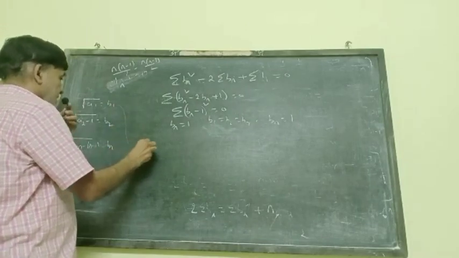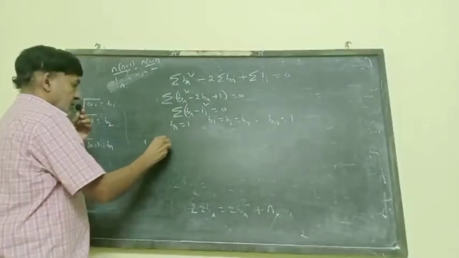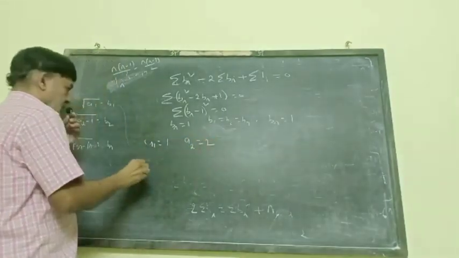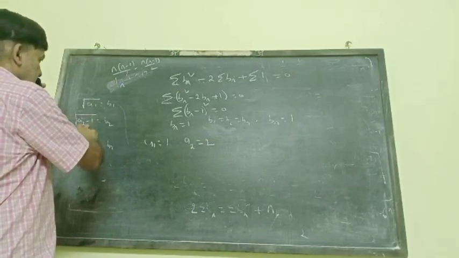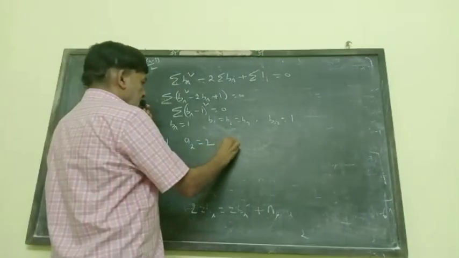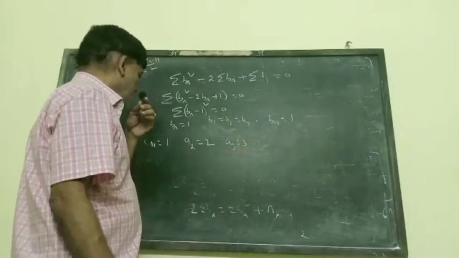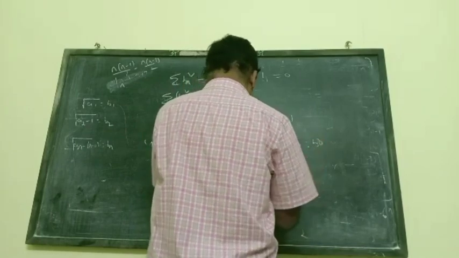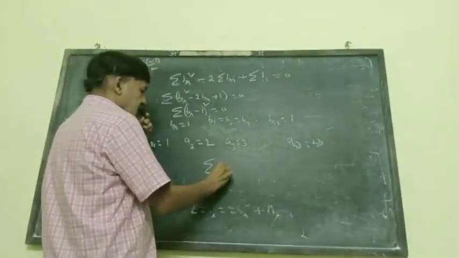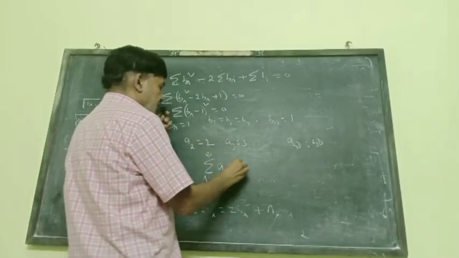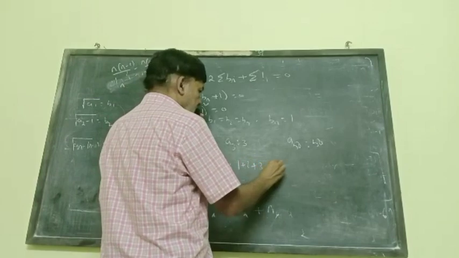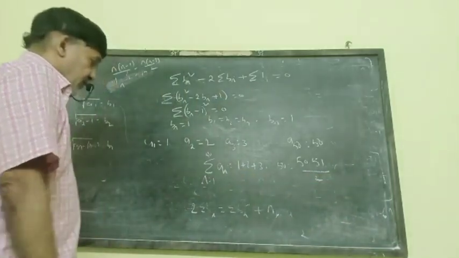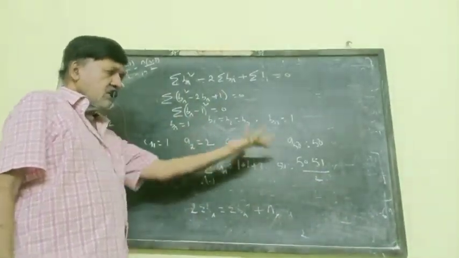So now come back to this. What is your A1? 1. What is your A2? B2 square plus 1, 1 plus 1, 2. What is your A3? 3. What is your A50? 50. So sigma AI, I is equal to 1 to 50, is 1 plus 2 plus 3 up to 50. 50 into 51 by 2 you will get. Up to 100 means you can write up to 100 like that.